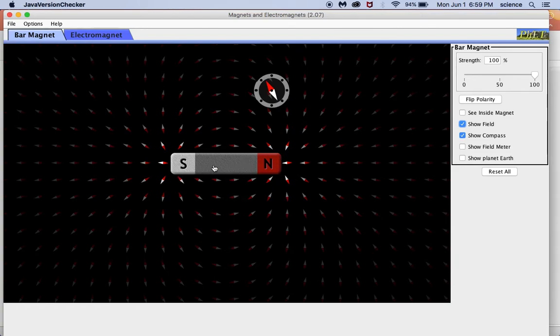Turns out there's also a magnetic field inside the magnet. So I'm going to show the field. I'm going to see inside the magnet, and when I look inside the magnet, there's also a pretty constant, uniform, straight magnetic field inside of that magnet as well.